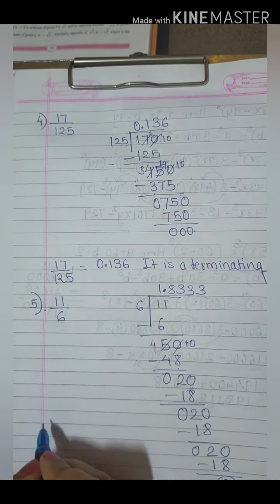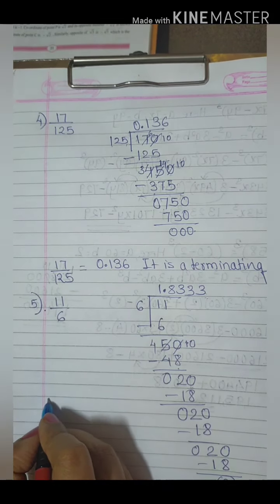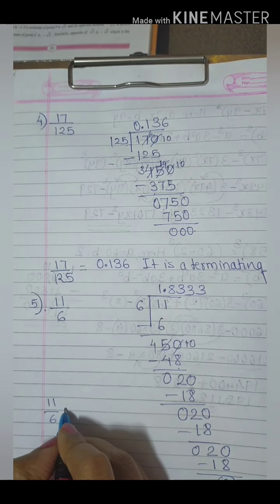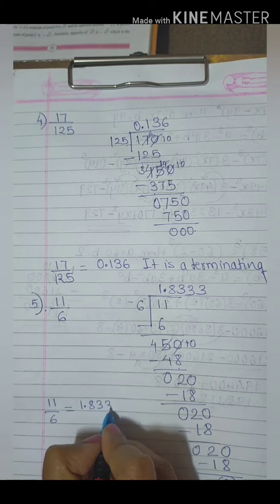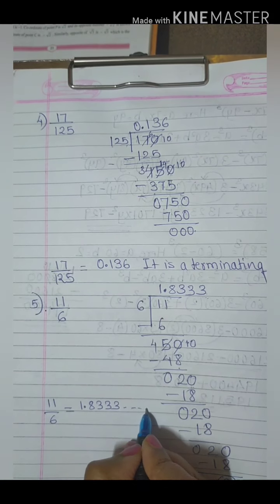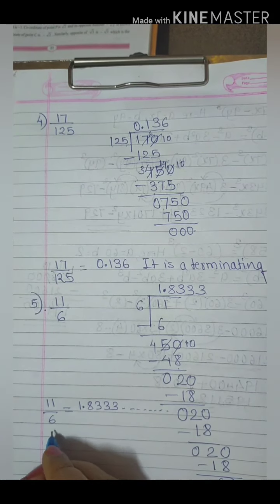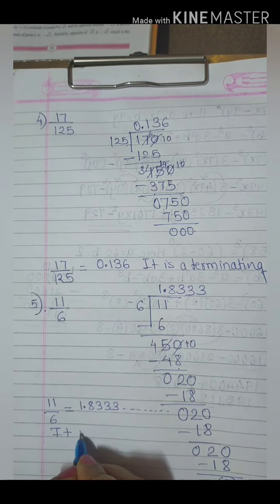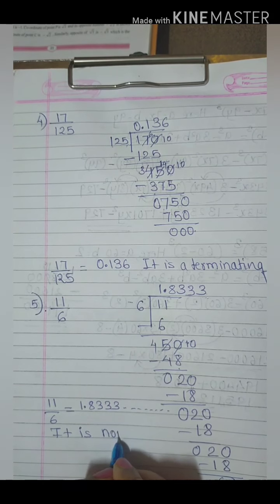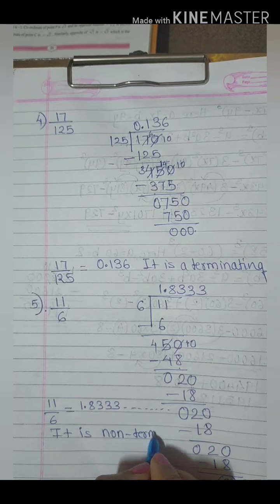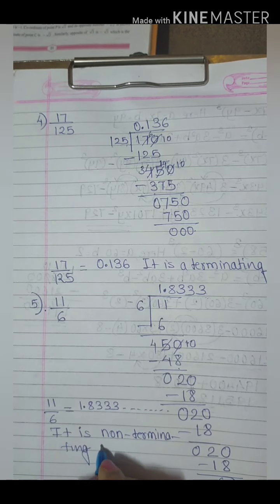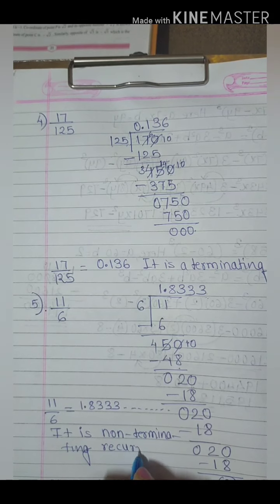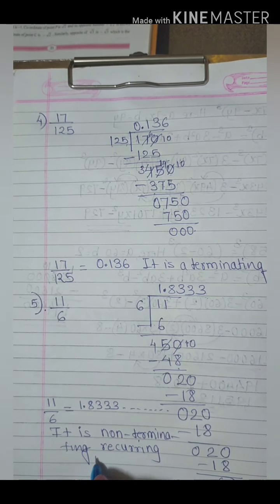So I am writing here 11 upon 6 is equal to 1.8333. So there is no end for it. So it is a non-terminating recurring number.